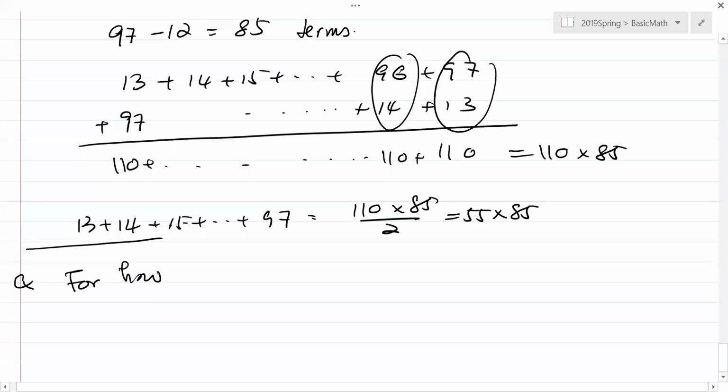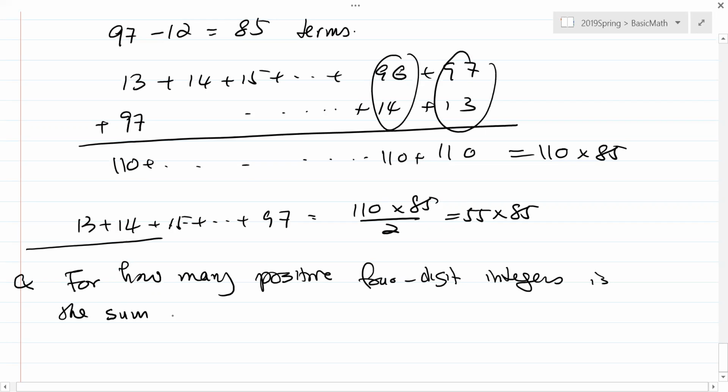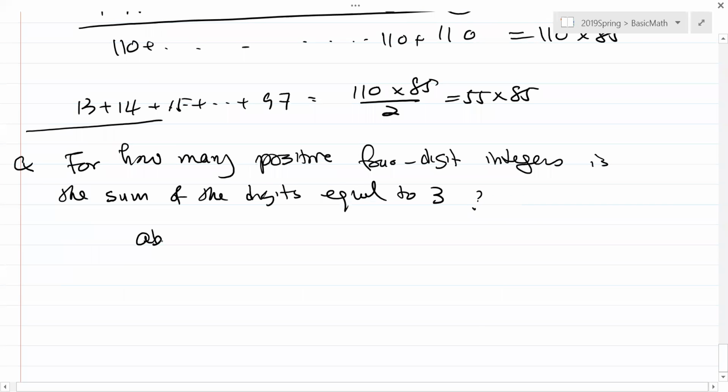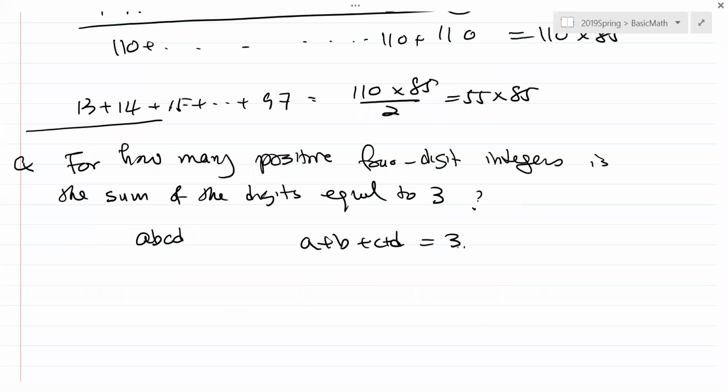For how many positive four-digit integers is the sum of the digits equal to 3? Okay, so you are talking about four-digit integers, okay? And we want to count them. What do we have here? The sum of digits is gonna be 3. Okay. Now, how to simplify this?